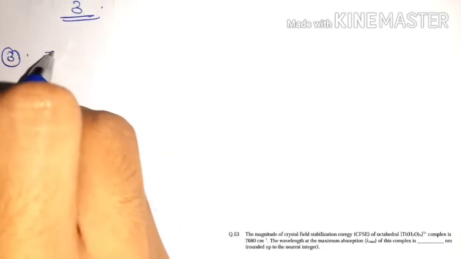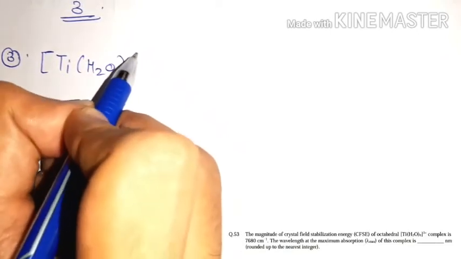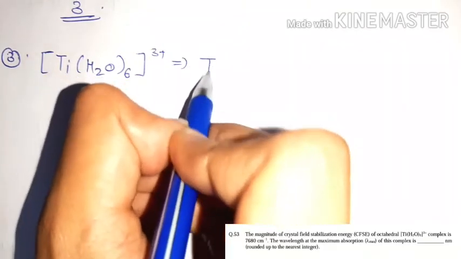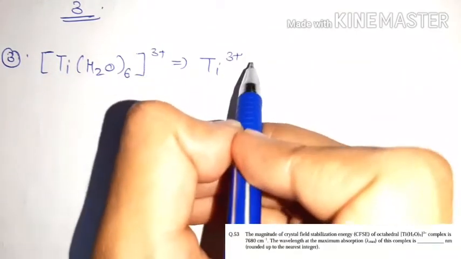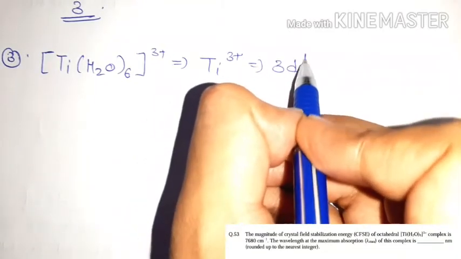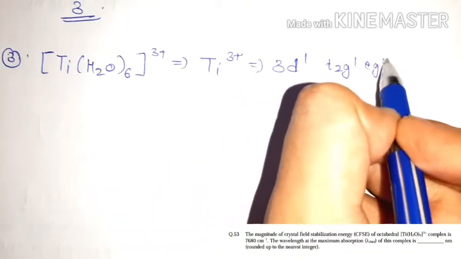We have the complex [Ti(H2O)6]3+. It means we have titanium metal in +3 oxidation state, and you know very well in titanium +3 its electronic configuration will be 3d1, which means t2g1 eg0.